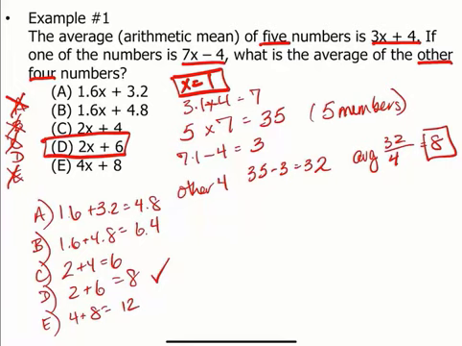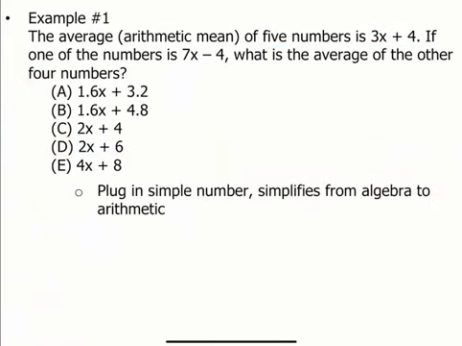The average of the other 4 numbers equals 2x plus 6. As we look back at this problem, we plugged in a very simple number, x equals 1, and so we did a bunch of arithmetic and no algebra, and it was much easier than it would have been if we tried to solve it algebraically.